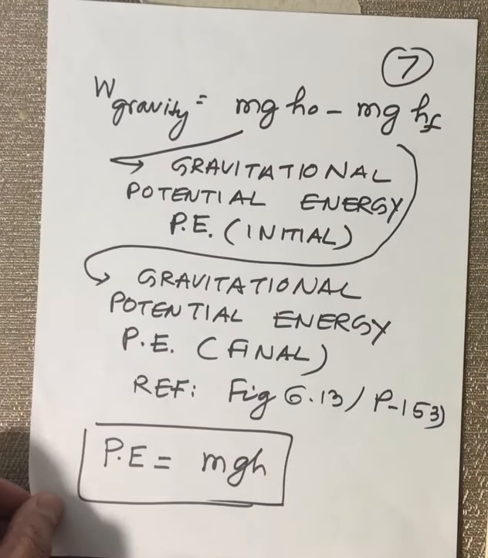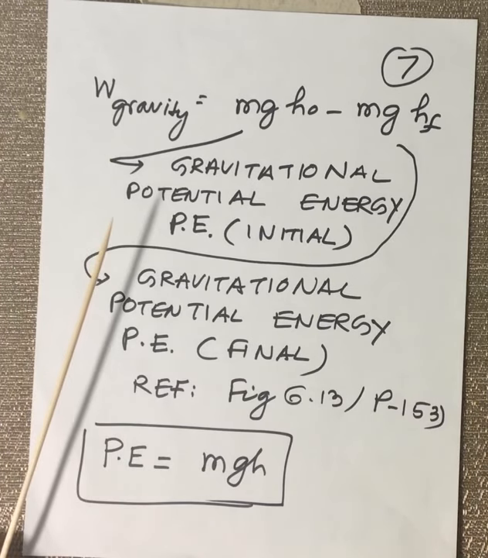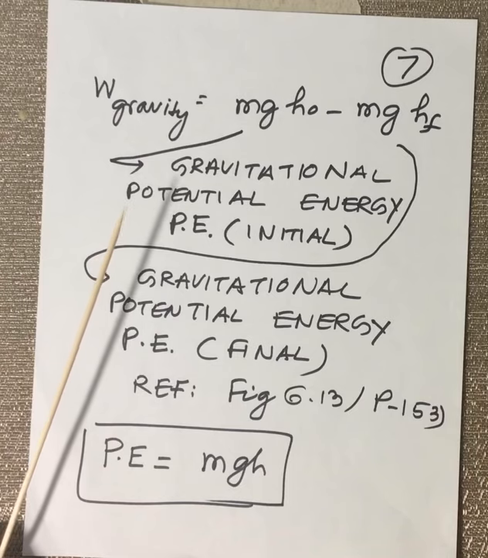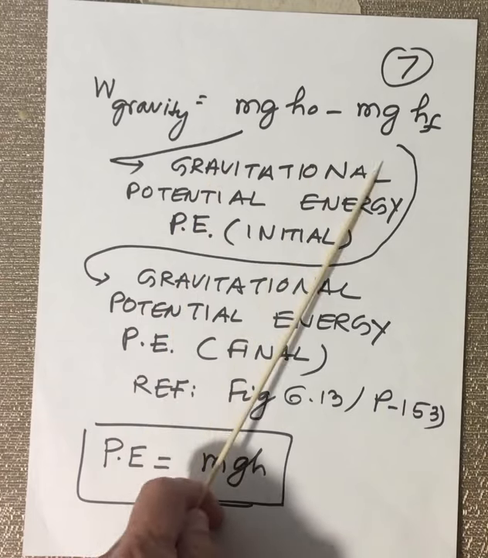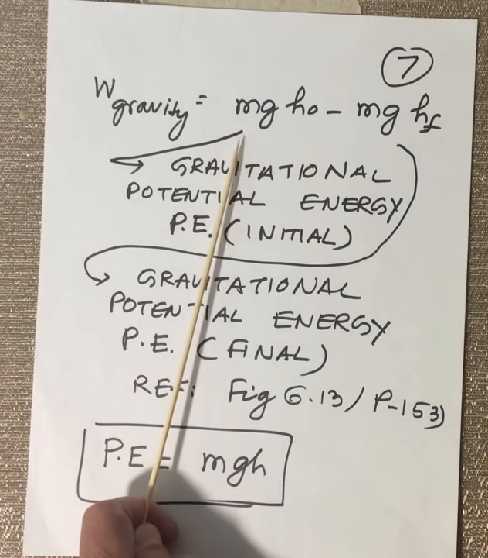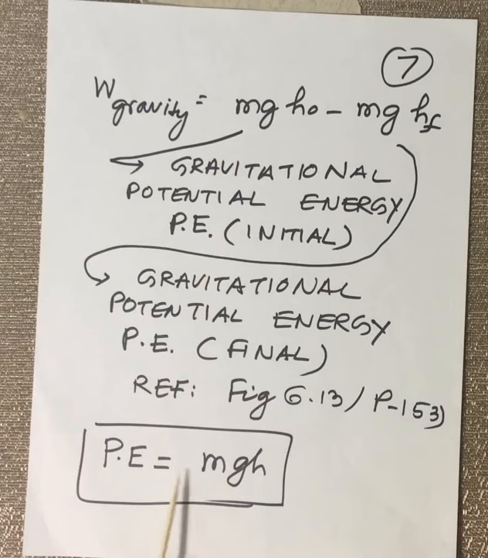So gravitational potential energy we defined. Work done due to gravity is the gravitational potential energy initial minus the gravitational potential energy final. The difference between these two will give you the change in potential energy. So we define that equation to be simply potential energy equals mass times g times h. Please refer to the figure 6.13 on page 153.